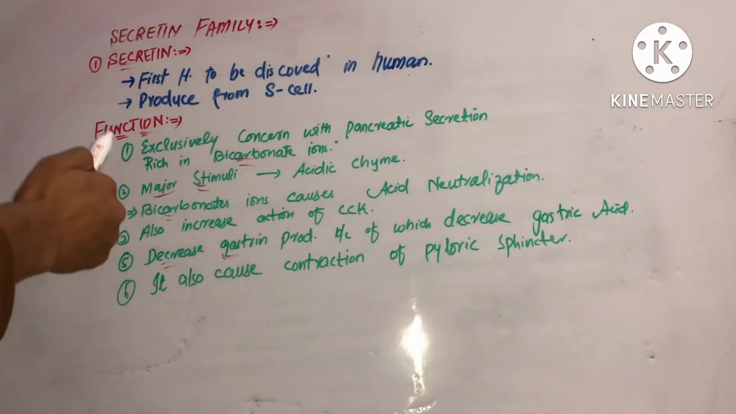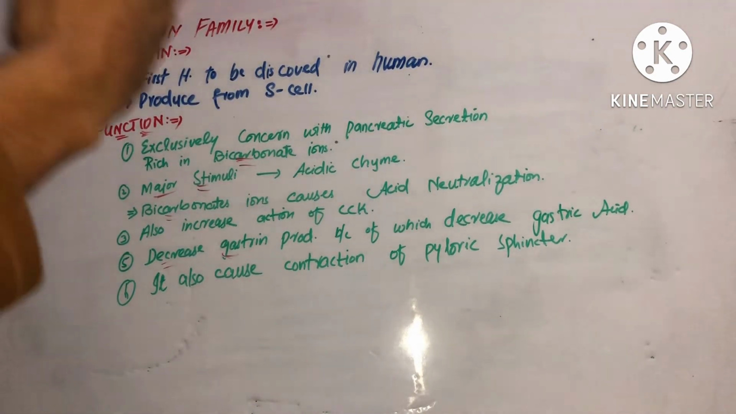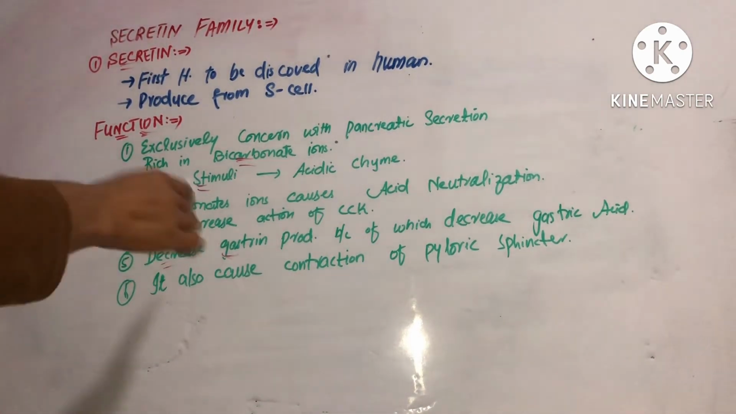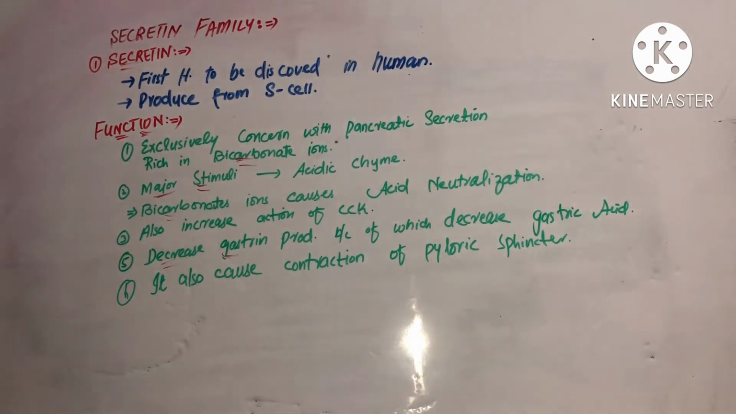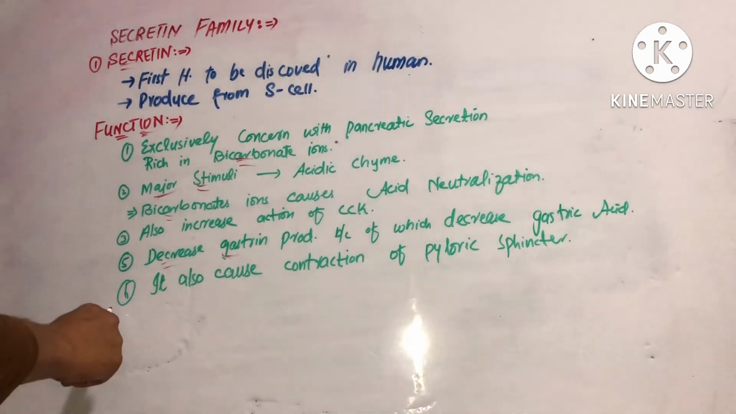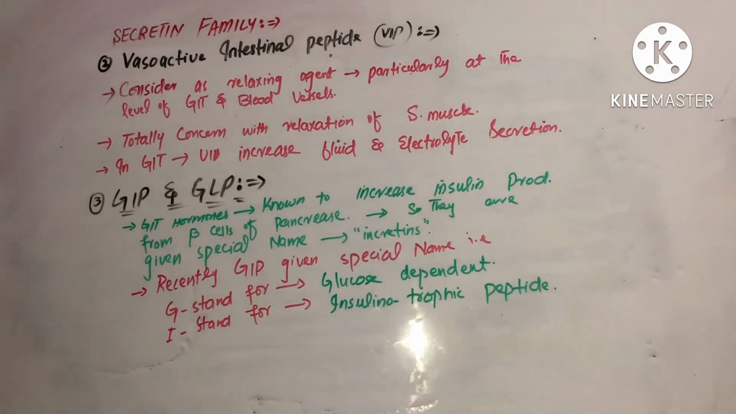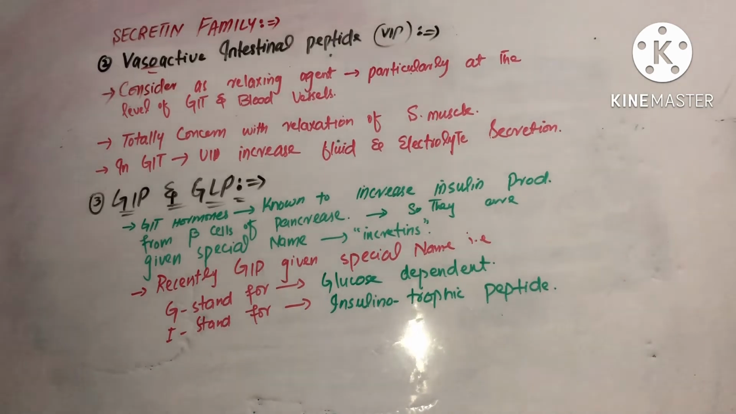Because of the decrease in gastrin production, it also decreases gastric acid, because gastrin is related to gastric acid production. So when there is a decrease in gastrin production, it automatically decreases gastric acid production. The last function of secretin is that it also causes contraction of the pyloric sphincter.